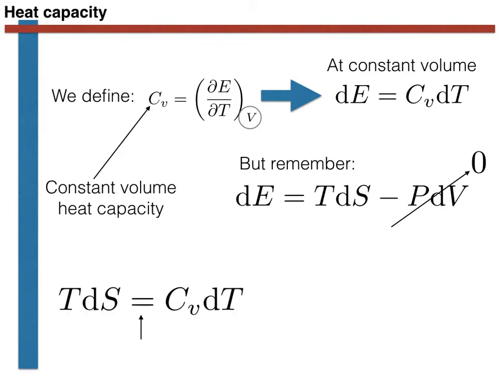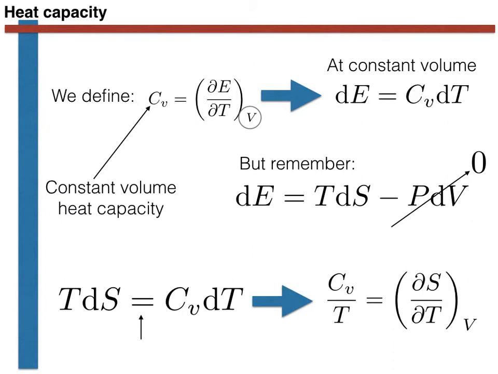Furthermore, this expression is always true as long as we hold the volume of the system fixed. If we now rearrange this expression, we get the following. Cv over T is equal to the partial derivative of the entropy with respect to the temperature at constant volume, which is a result that will come in useful later on in this video. Let's leave this for a moment though, safe in the knowledge that we will come back to it later, and move on to something slightly different.